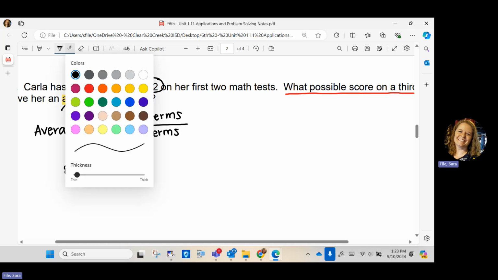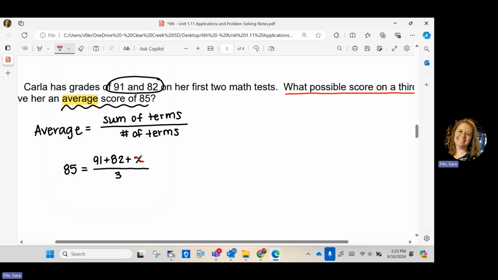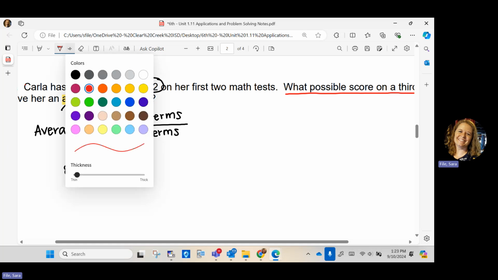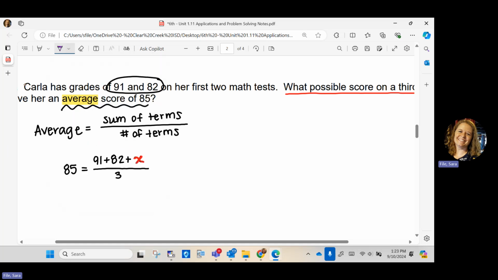To solve this for x, again, this is what we're looking for, is this x. That's what we want to solve. First, we need to get rid of that denominator. So we're going to use opposite operations. To get rid of divided by 3, what is the opposite of dividing by 3? So I'm going to multiply both sides by 3.